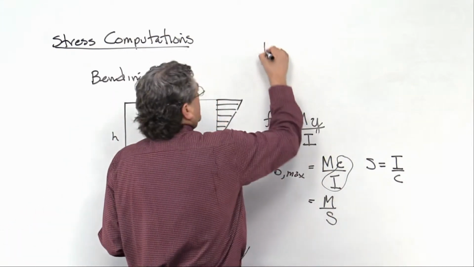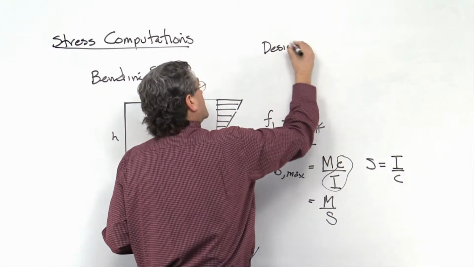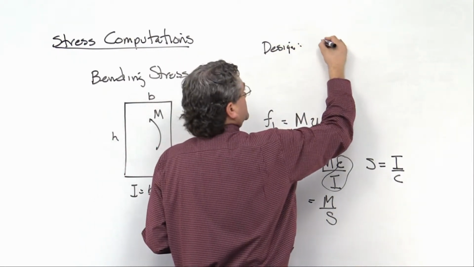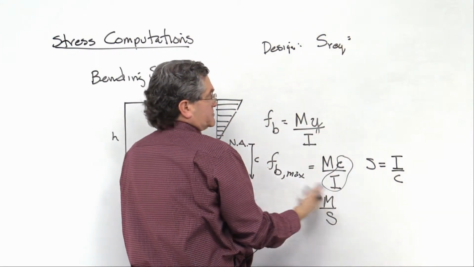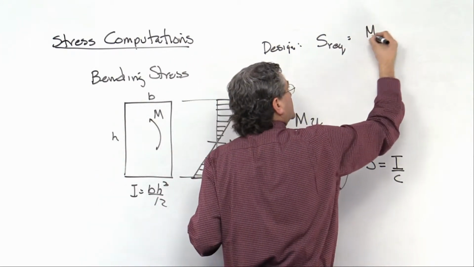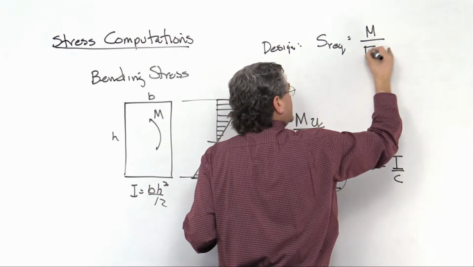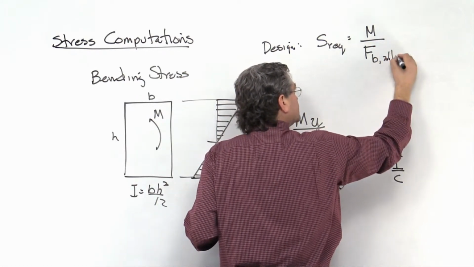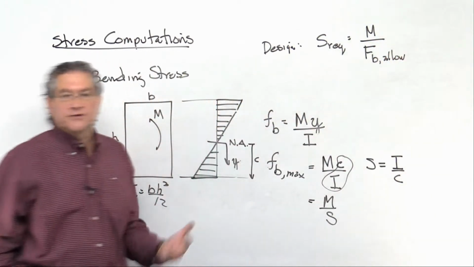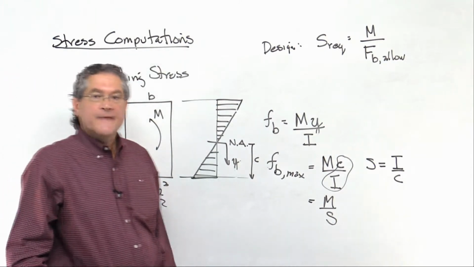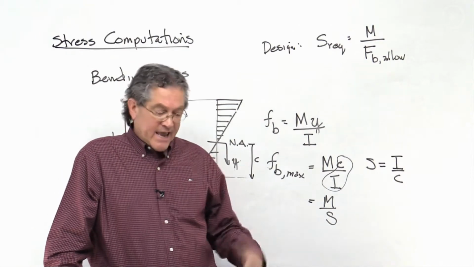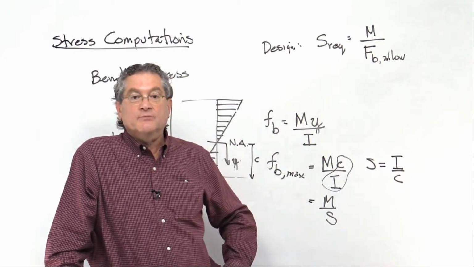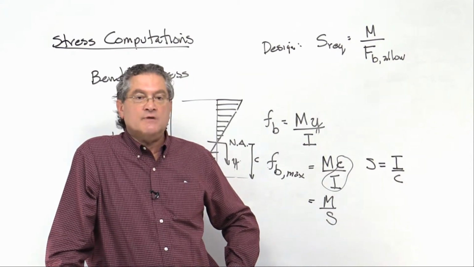Therefore, in design, what you have is you're finding a required section modulus, and all you do is rearrange it and take your moment and divide through by your allowable bending stress. Okay, we do this in timber design. And then again, these values are section properties, and you see those in the steel manual, and you also see them in the timber design manual.